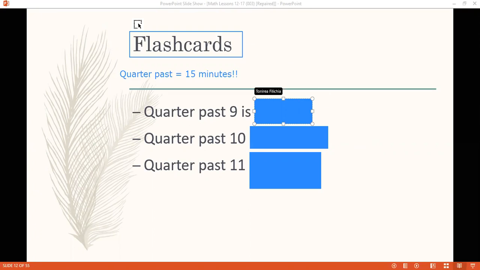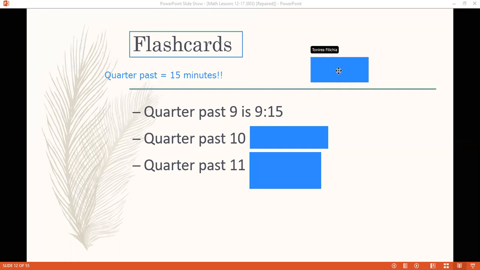And these are our flashcards for today. Remembering that a quarter past equals 15 minutes. A quarter past equals what? Get ready. A quarter past equals 15 minutes. So a quarter past 9 is, think about it. A quarter past 9 is 9:15. If you got that right, phenomenal job. You remembered that a quarter past equals 15 minutes.